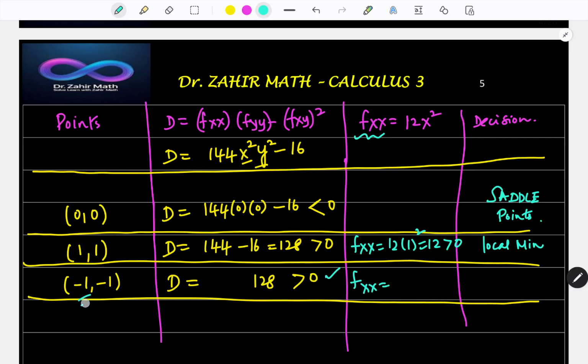Now fxx at the point minus 1, minus 1. So we are going to put 12 into minus 1 the whole square. Again it's positive.